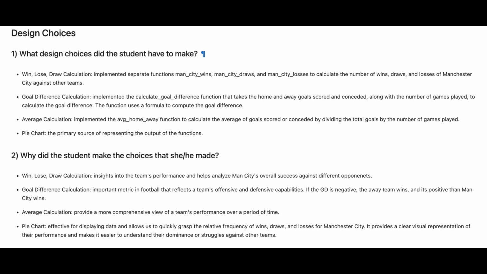We did an average calculation where we implemented the average home-away function to calculate the average of goals scored or conceded at home or away by dividing the total goals by the number of games played. This provides a more comprehensive view of a team's performance over a period of time.